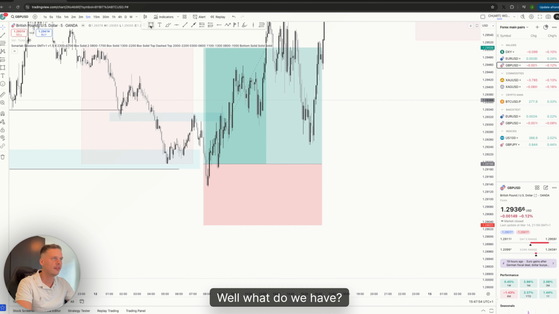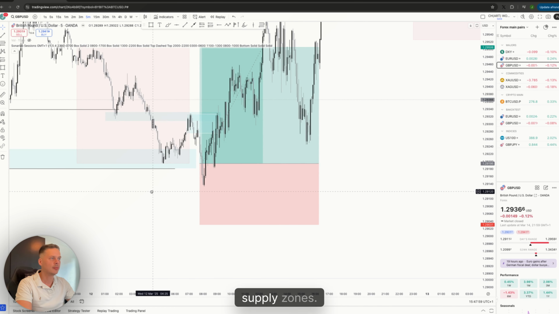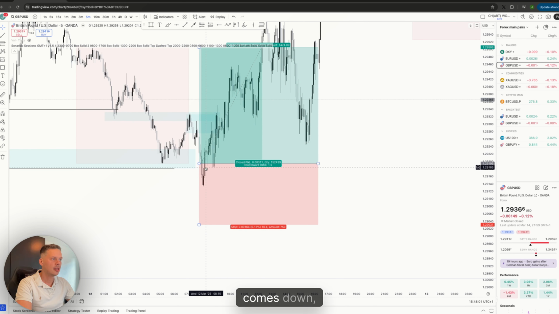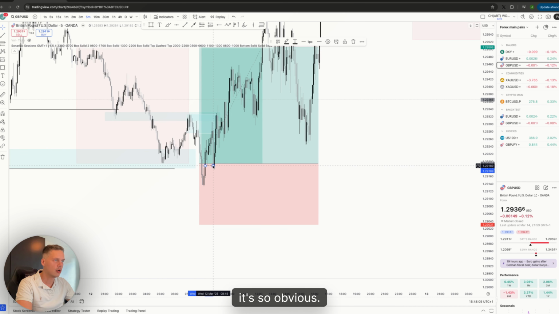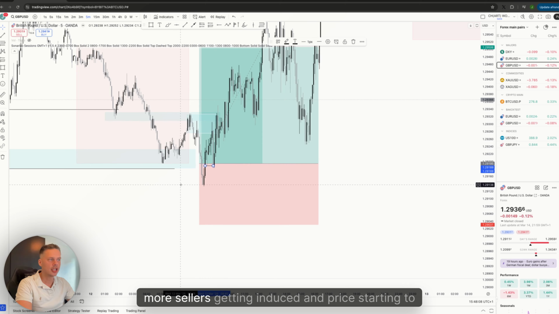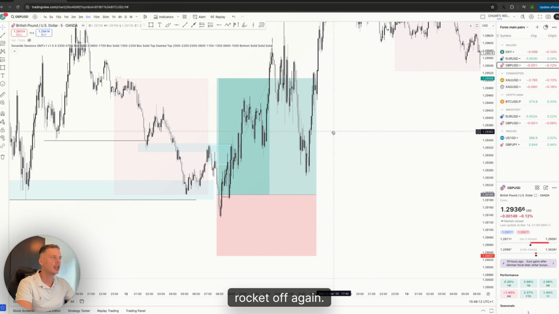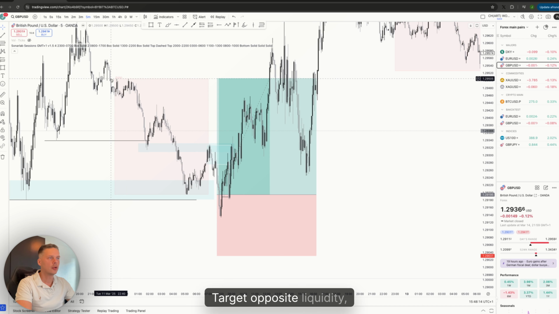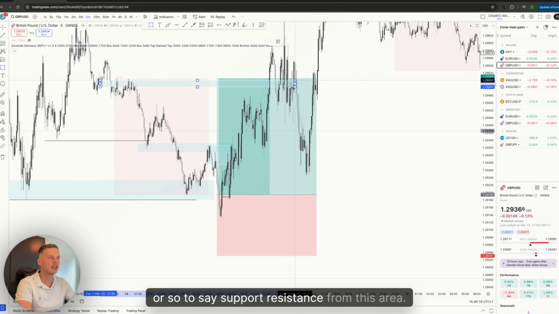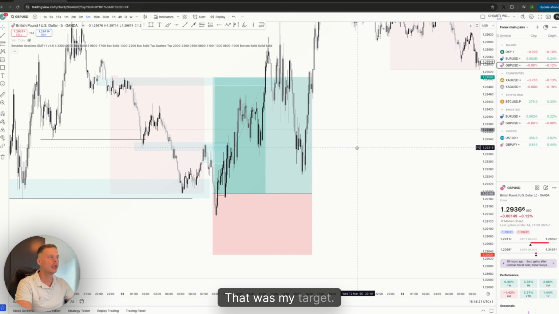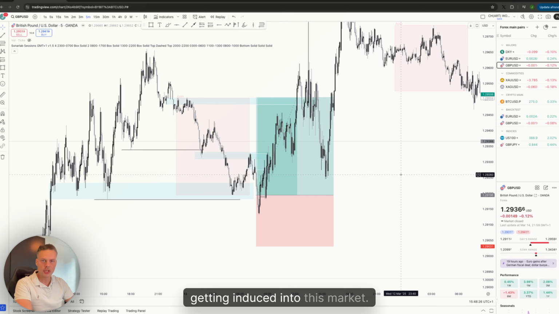Well, what do we have? Bearish break of structure, sellers coming into the market from all these supply zones. Price steps in, comes down, breaks bearish market structure over here. It's so clean, it's so obvious. Again, more sellers getting induced, and price starting to rocket off again. What do we do? Target opposite liquidity, equal highs, or so to say, support resistance from this area. That was my target.